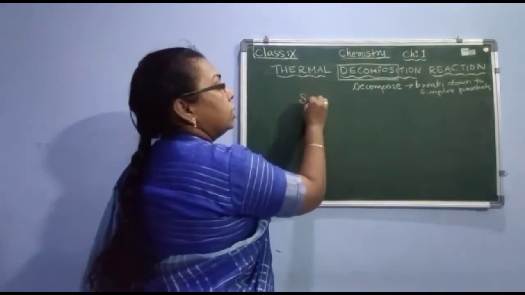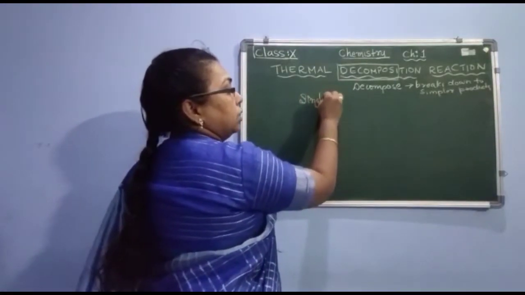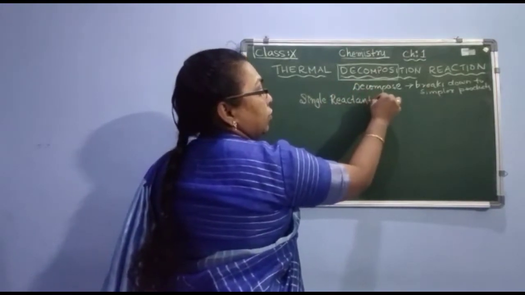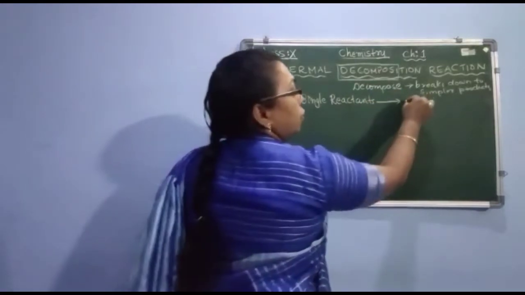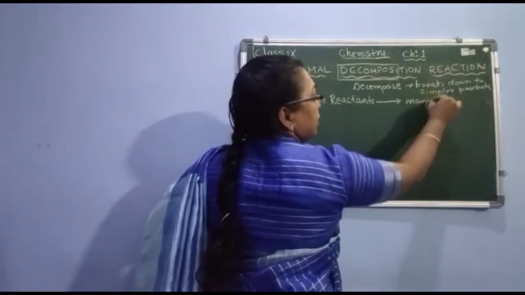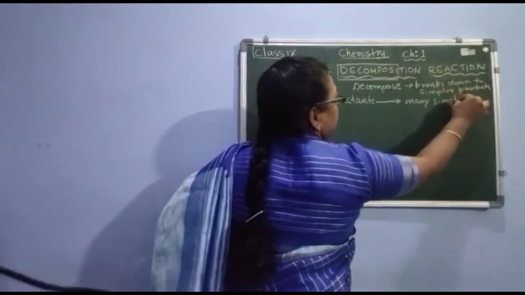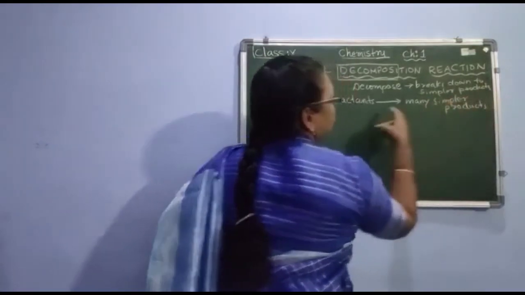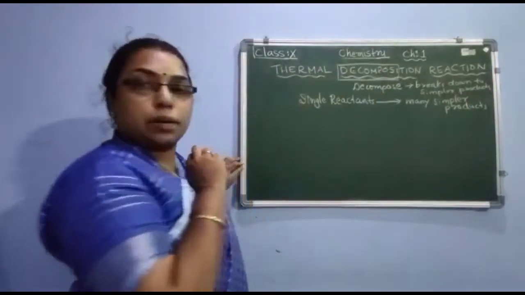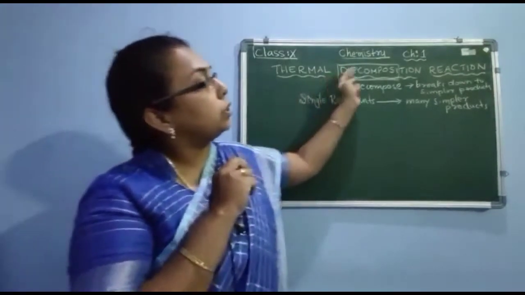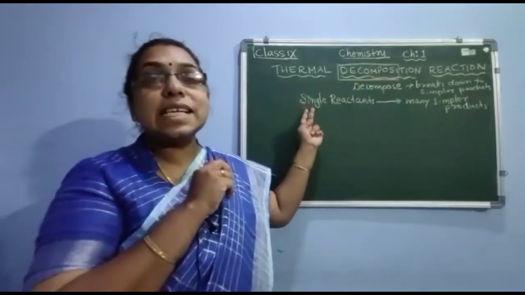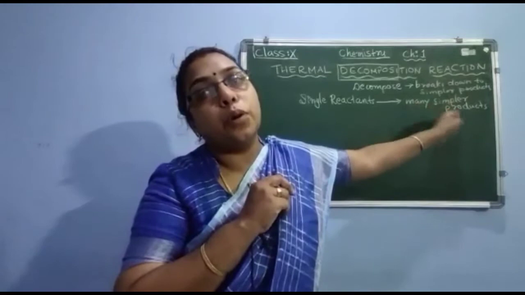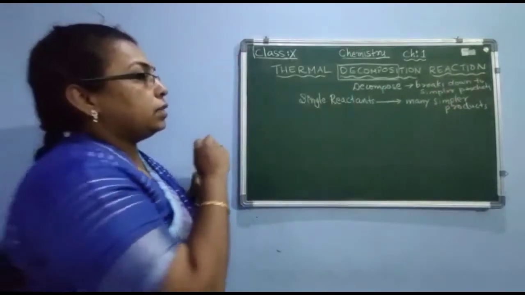A single reactant breaks down into many simpler products. This reaction is called a decomposition reaction. So a decomposition reaction is the process by which a single reactant decomposes or breaks down into two or more simpler products. Let's see the example.